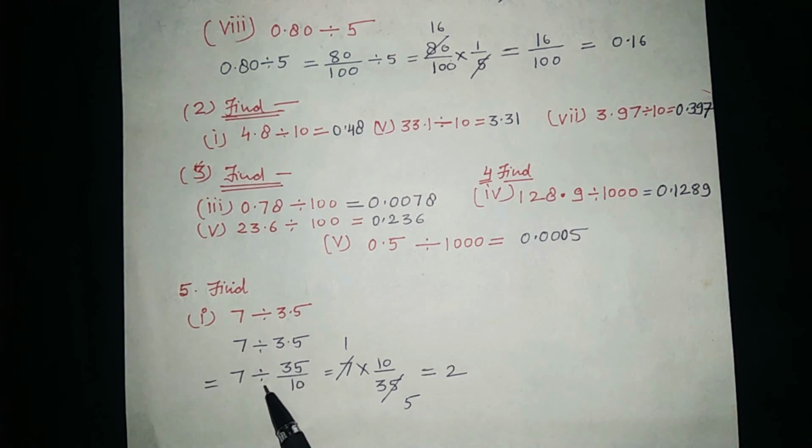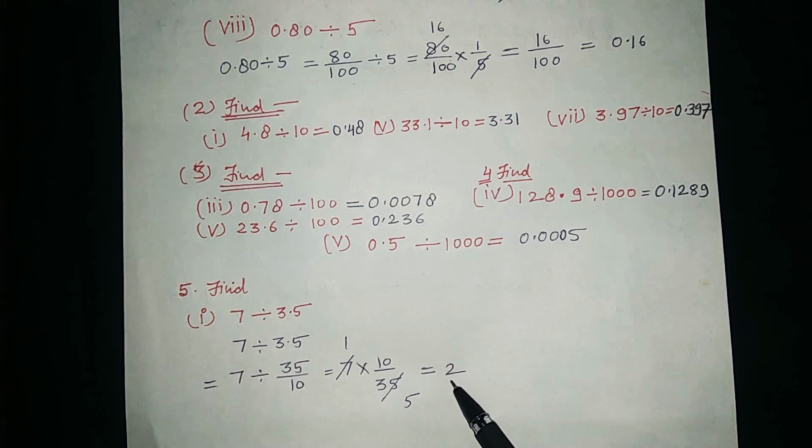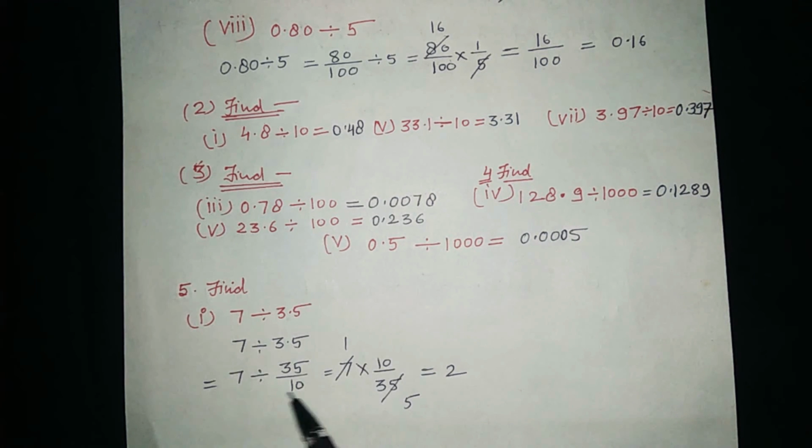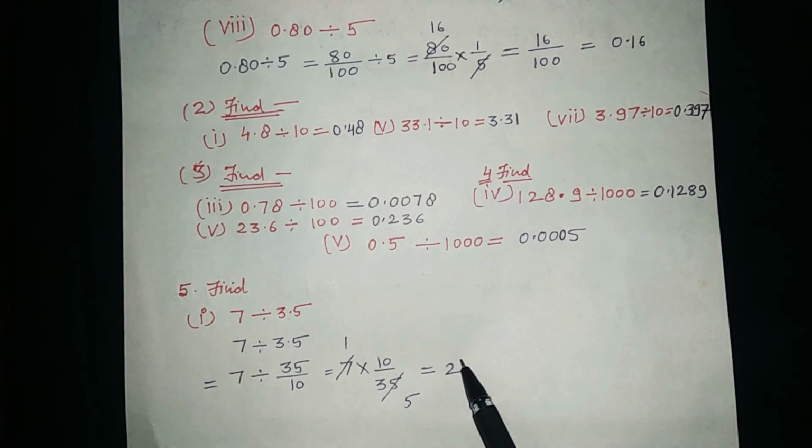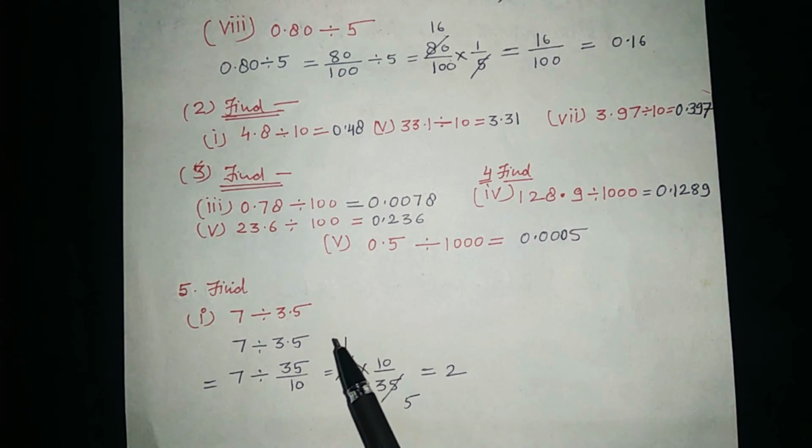Now in place of the division sign we will put the sign of multiplication, and then we will write the reciprocal of 35 upon 10, which is 10 upon 35. Now we can reduce it. 7 1s are 7, 7 5s are 35. Now 10 divided by 5, what are we getting here? 2. So like this you can divide a whole number by a decimal number.